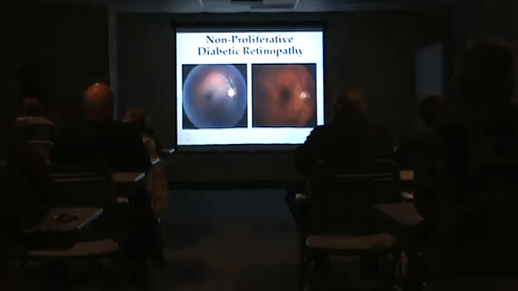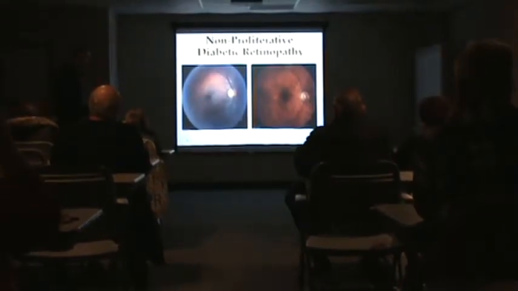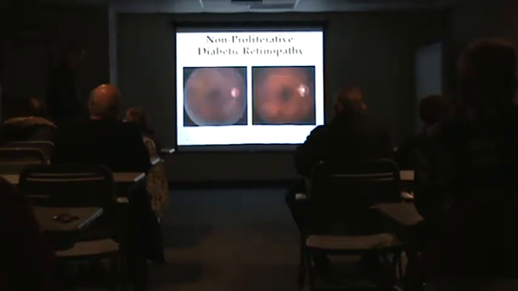So we see that quite a bit, and I've got some pictures here. Again, this is the normal retina. This one is kind of hard to see, but there's a couple of little hemorrhages, a little tiny one right there, larger one there, small spot right there. So this is real early, mild, non-proliferative diabetic retinopathy.